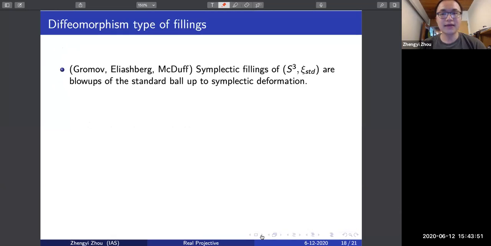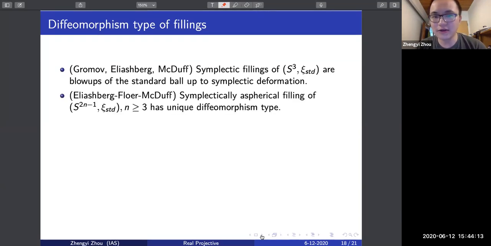Okay. So for the diffeomorphism type of fillings, there are a lot of known results along this direction. The first result is by Gromov, and then also generalized by Eliashberg and McDuff, which basically completely understand the symplectic fillings of the standard sphere. So it's always blow-ups of the standard ball. And we have a higher dimensional analog of this, proven by Eliashberg, Floer, and McDuff, showing that a symplectically spherical filling of the standard ball has a unique diffeomorphism type when n is bigger than 3.